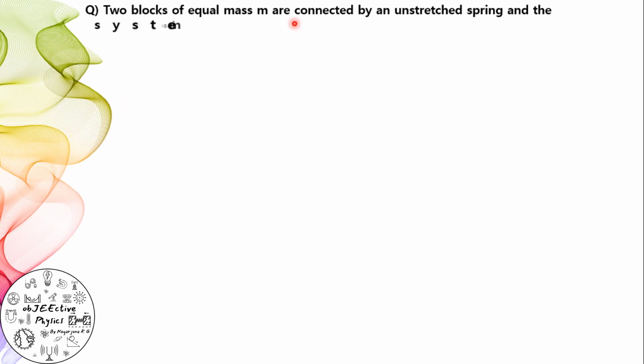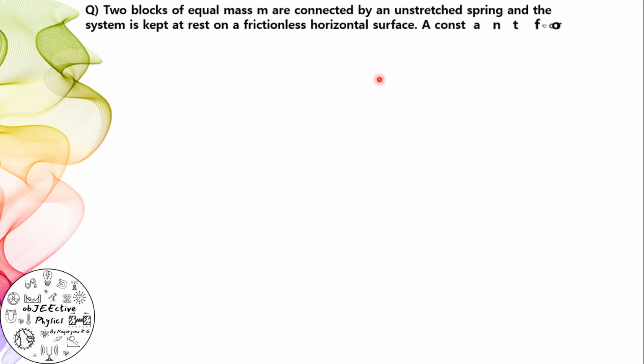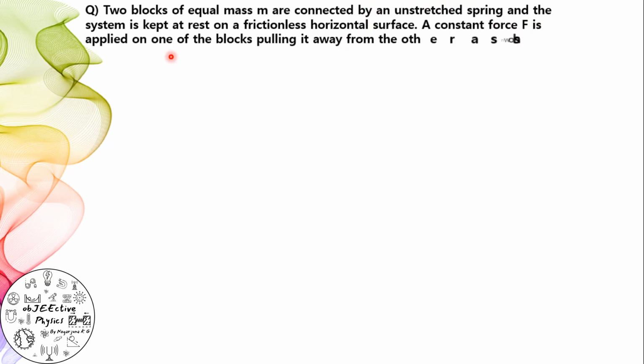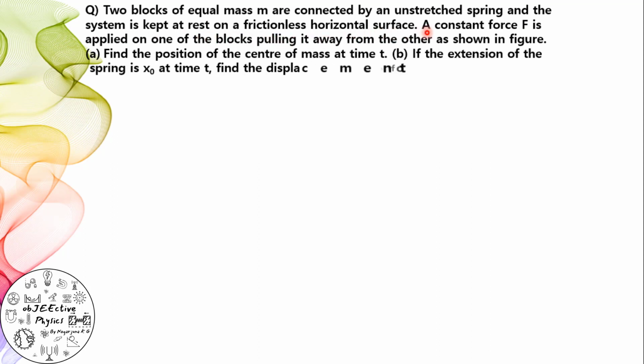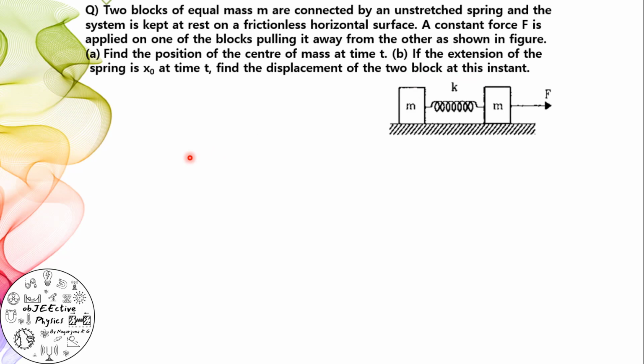Two blocks of equal mass, small m, are connected by an unstretched spring, and the system is kept at rest on a frictionless horizontal surface. A constant force capital F is applied on one of the blocks, pulling it away from the other as shown in the figure. A. Find the position of the center of mass at time t. B. If the extension of the spring is x naught at time t, find the displacement of the two blocks at this instant. Observe the solution as well as the diagram.